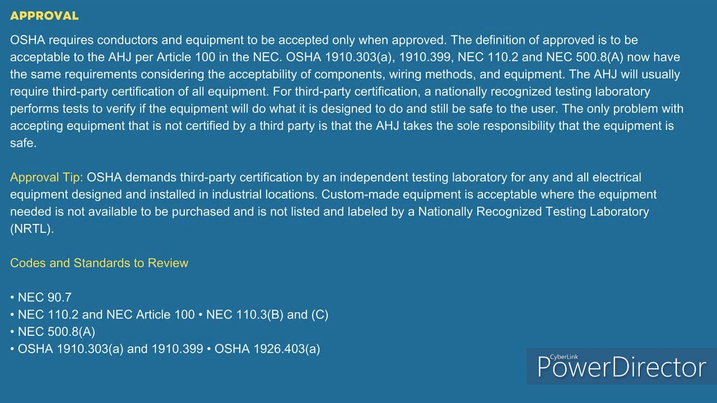Okay, now, as you look at this and you look at standards to review, we got it set up to sort of tie all this in. If I look at 90.7, what is that? That's examination of equipment for what? Safety. Yes, safety. 110.2 gets into the approval. Article 100 gets into the definition of approved, which is acceptable to the authority having jurisdiction. And 110.3 B and C deal with what? Listing and labeling of equipment. Yeah.